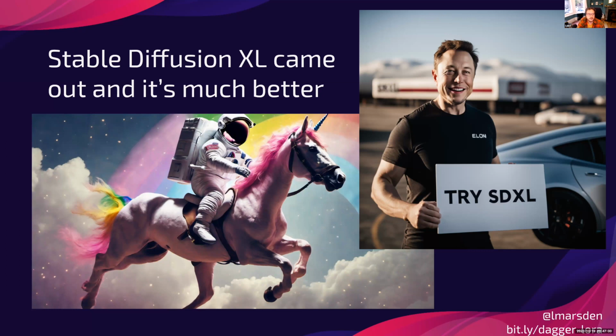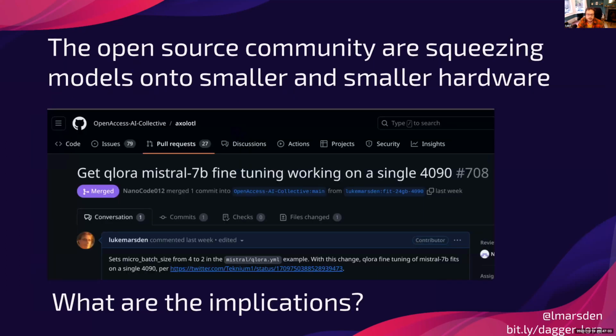And then the other interesting thing that's happening is that the open source community is squeezing models onto smaller and smaller hardware. So here's a pull request I opened, for example, just getting the Mistral fine-tuning working on a single 4090, which is a consumer-grade GPU with just 24 gigs of RAM. And a few weeks ago, it was unthinkable to fine-tune a language model on a single consumer GPU, and now you can do it. So it's quite interesting how quickly things are moving.